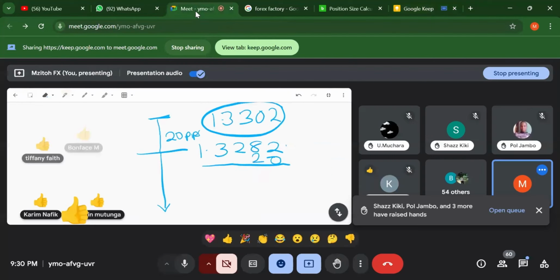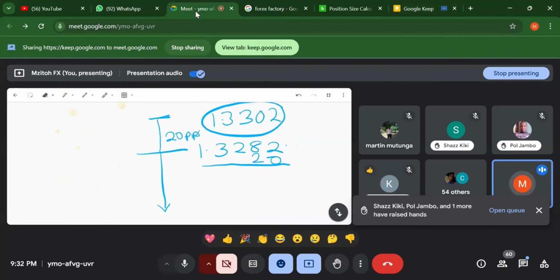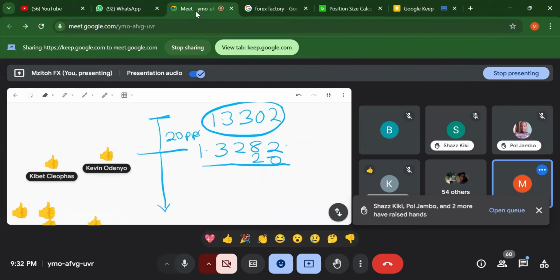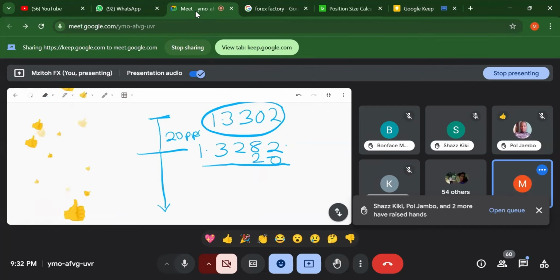How many are getting that? If you're getting that, thumbs up. I want all of us to get this concept today. If not, thumbs down.